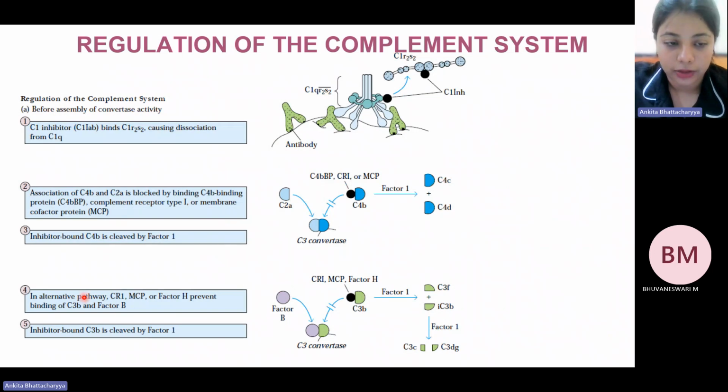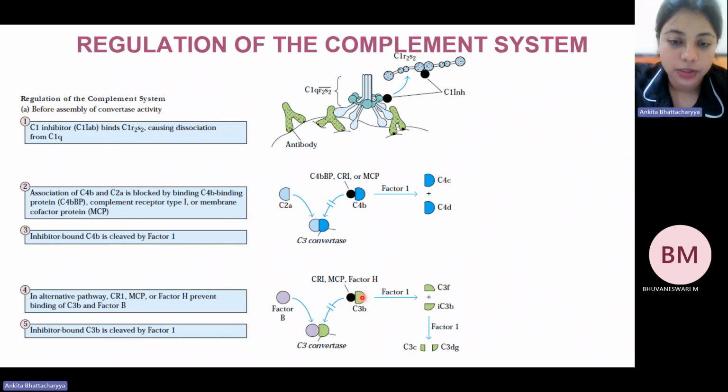In the alternative pathway, CR1, MCP, or factor H, which we were just talking about, prevent the binding of C3b and factor B. So this is C3b, this is factor B. Together, they form the C3 convertase. You are not allowing these two to bind to each other. C3 convertase is no longer formed.